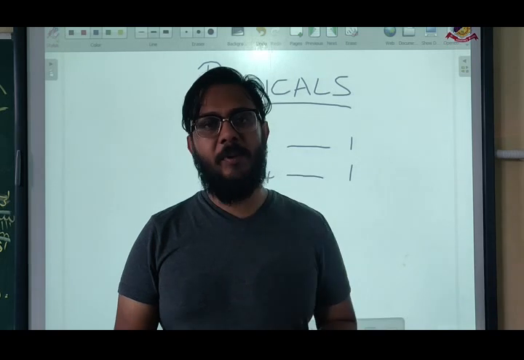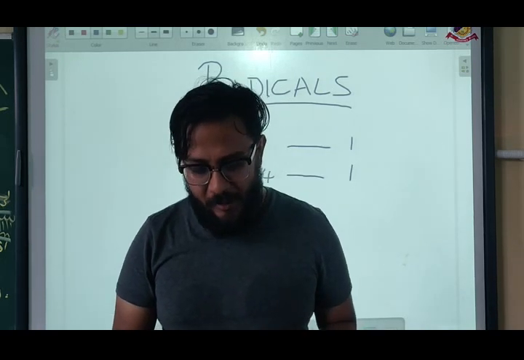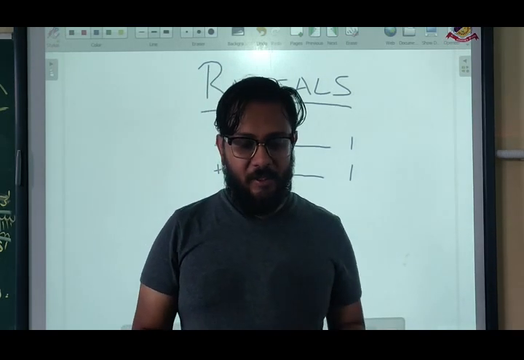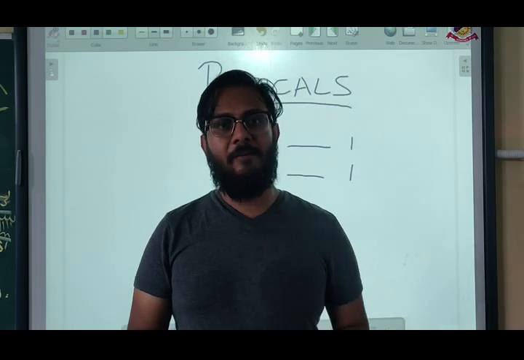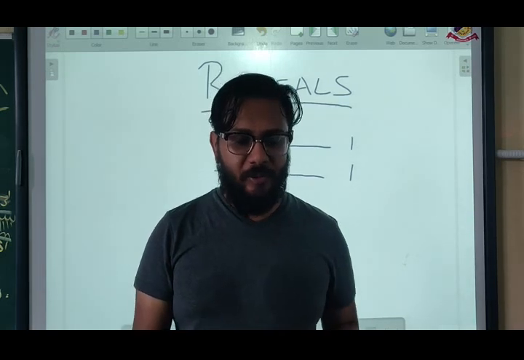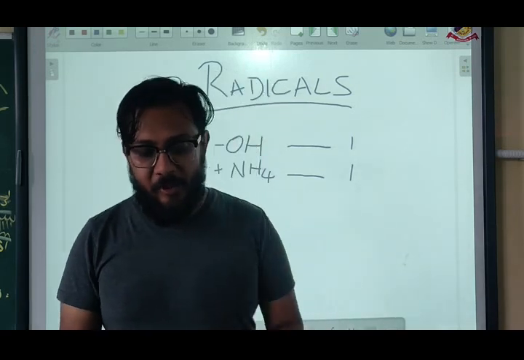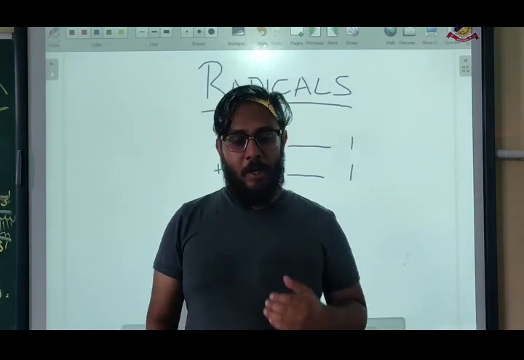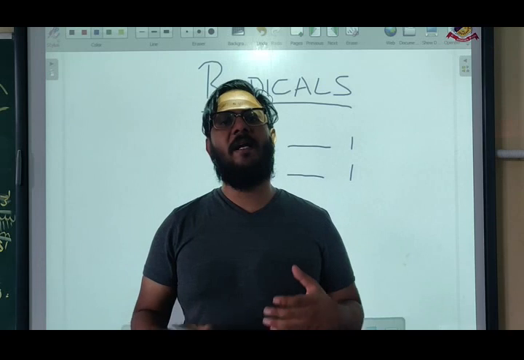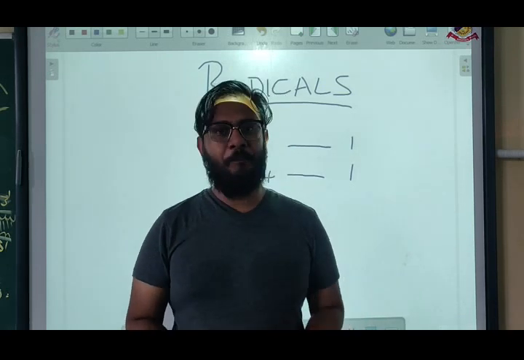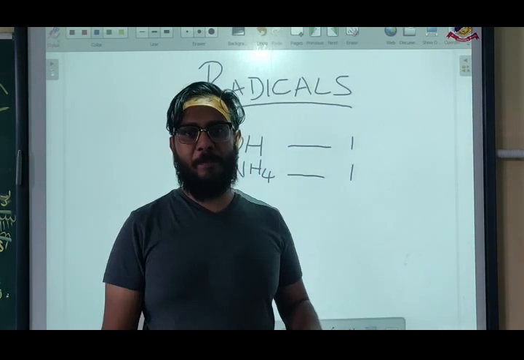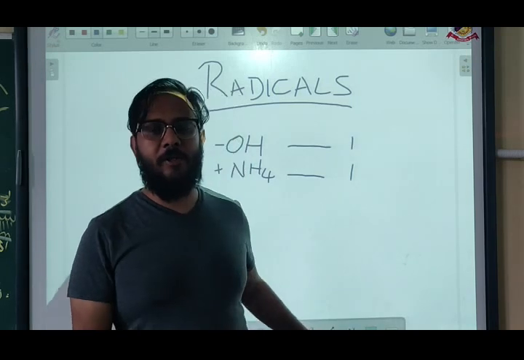Okay, there is a table in your book on page number 71 where there are different radicals. You can go through it, you can go through the valencies. There are different tables in your book where you can understand valencies and other things. And for this chapter, this is all that you need to know.